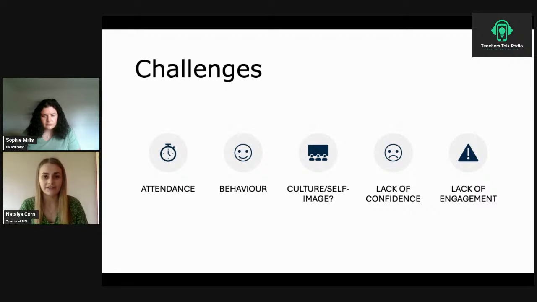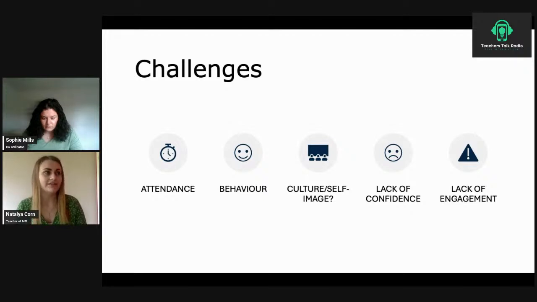Lack of confidence is a really big thing in MFL, particularly with speaking. We know how difficult it is for them to speak out loud, but also for those students that are identified as weaker learners, they might have low confidence across the board. It's not just in MFL where that's applicable.